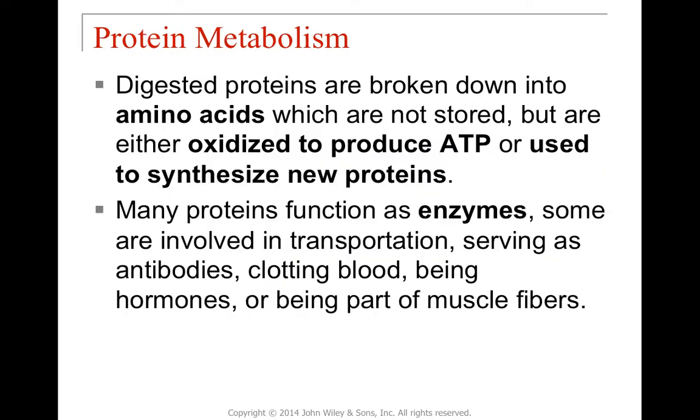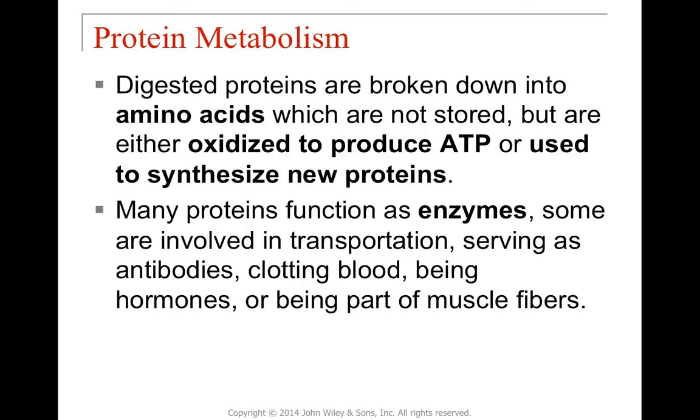Okay. All right, so digested proteins. We haven't talked about protein metabolism yet, so let's chat about proteins for a second. So what are proteins made of, right? Amino acids. So if we break a protein down, we're going to end up with amino acids, and we're not going to store these amino acids. We're going to either reuse them, which is generally what we do, to synthesize new proteins, or we can oxidize them to produce ATP if we need more ATP in our system for whatever reason at that point in time.